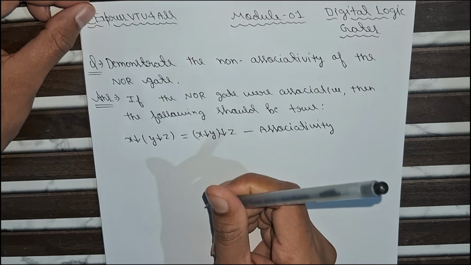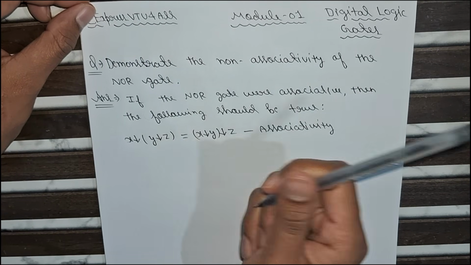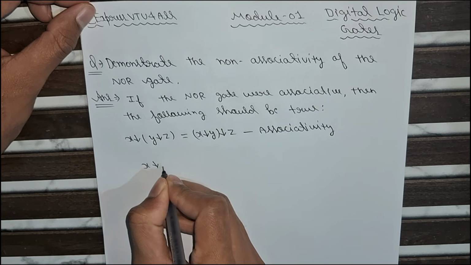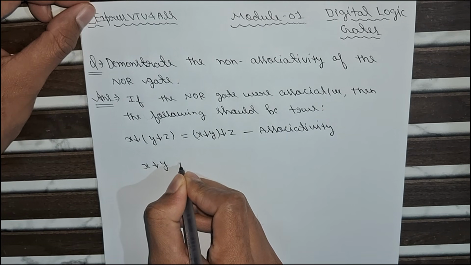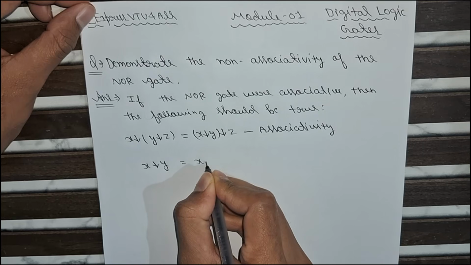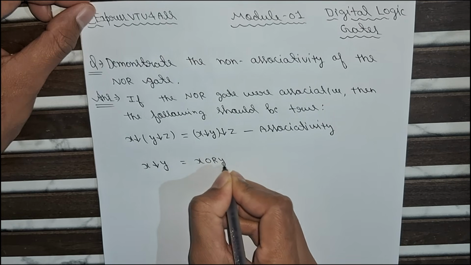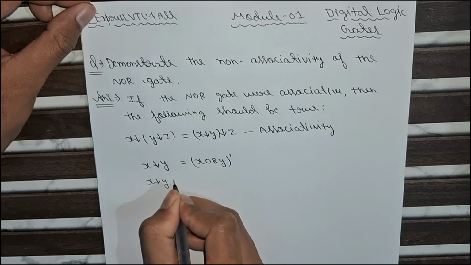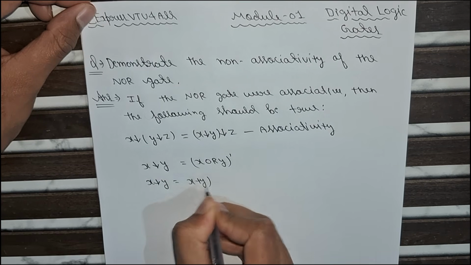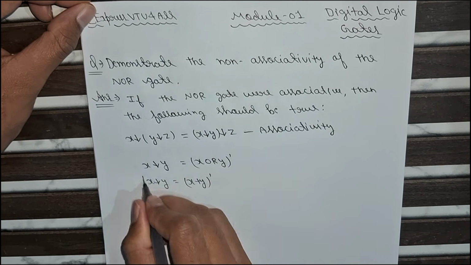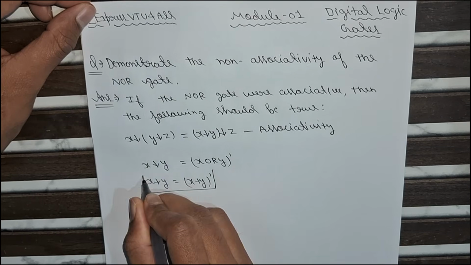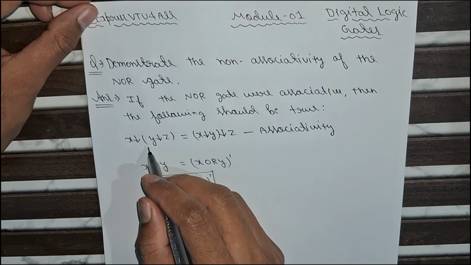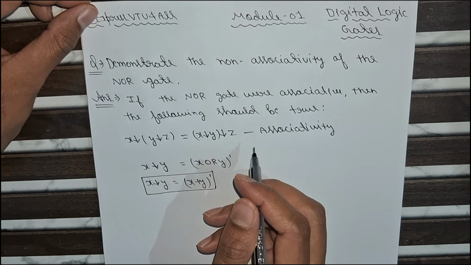So before proving this, we will recall the definition of NOR gate. Here it is written x NOR y, which is equal to the complement of x OR y, the whole complement, like this. So we can write this like (x + y) whole complement. This is the definition of NOR gate, how it works. So now let us take the LHS and prove the RHS.